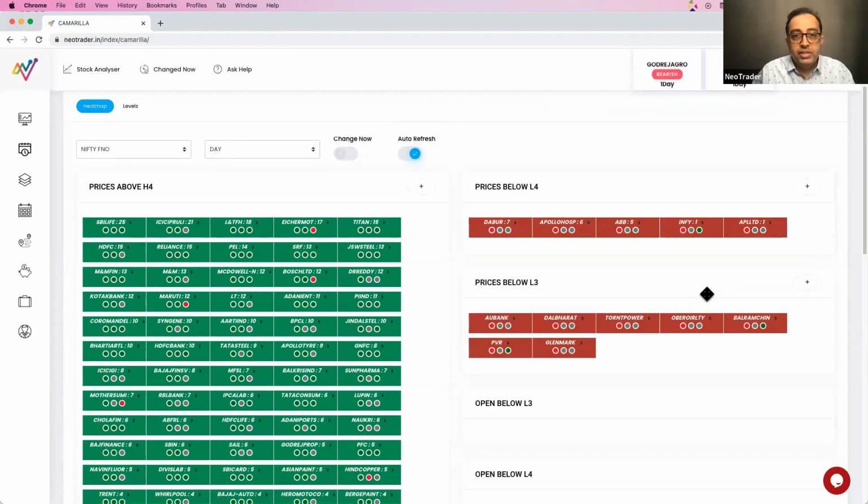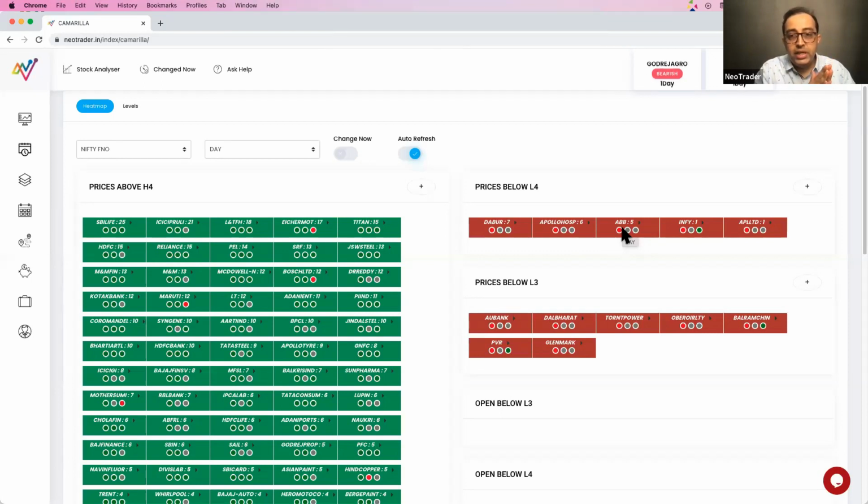So what you have seen is the escape strategy. I have shown you that the escape strategy can be done very easily with this page. Why? Because as soon as the price is going above H4, the stock is flashed here. Stock is moving below L4, the stock is flashed here. So what is the first problem which is getting solved? It is the stock identification. Are you guys with me?